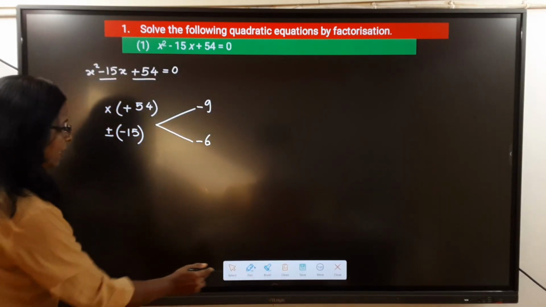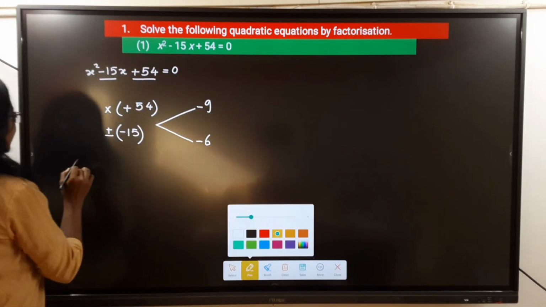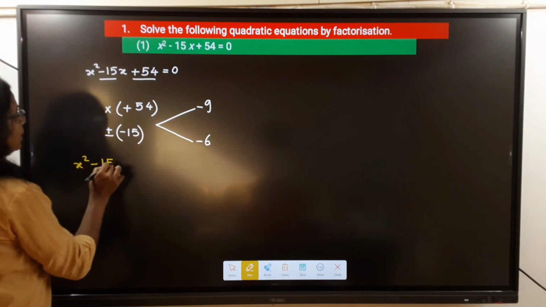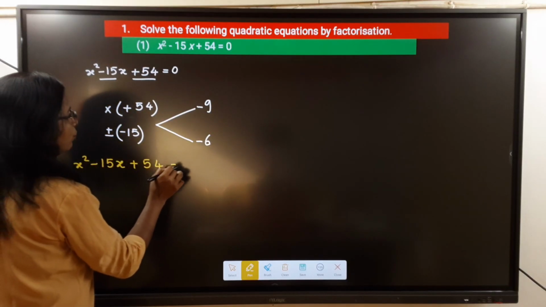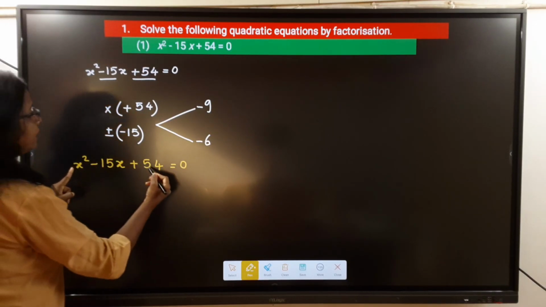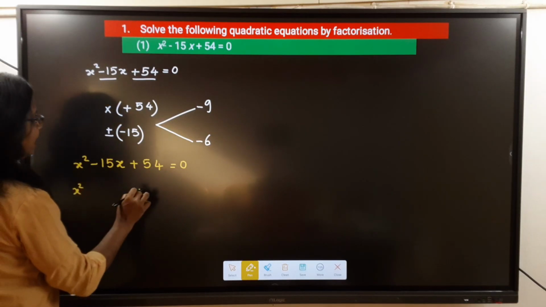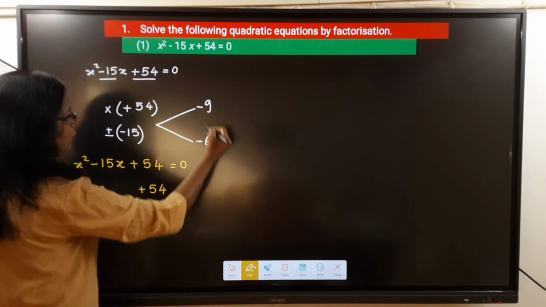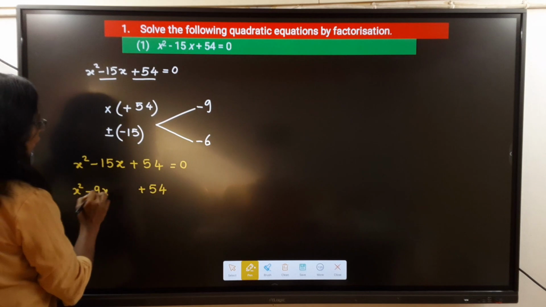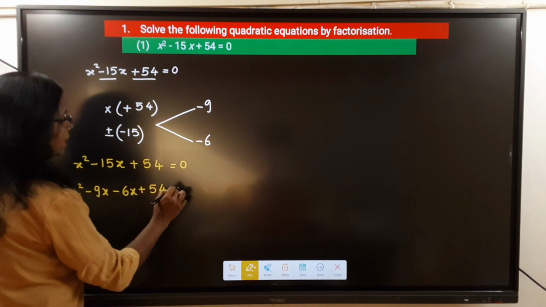So first I write down the equation as it is, x square minus 15x plus 54 is equal to 0. And then I write down the first term and the third term as it is, and in between these two terms I write down these two numbers with their variables. So minus 9x minus 6x is equal to 0.